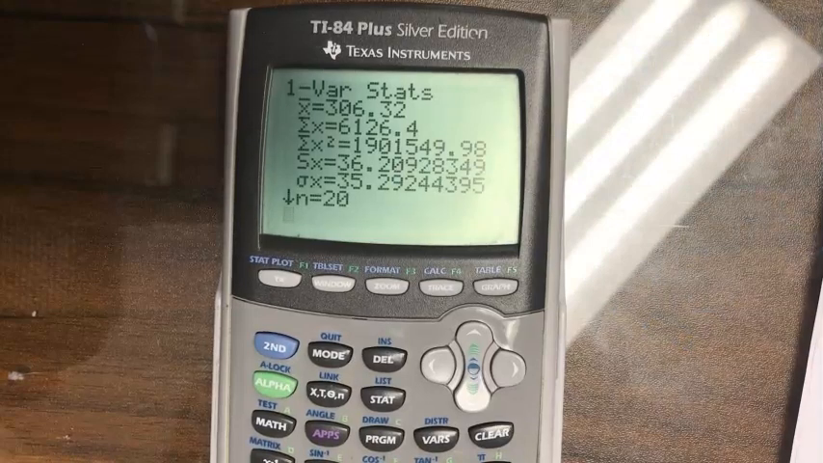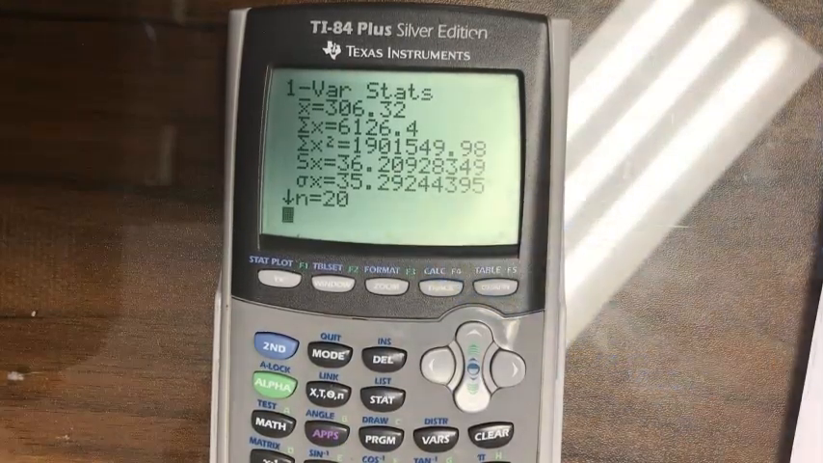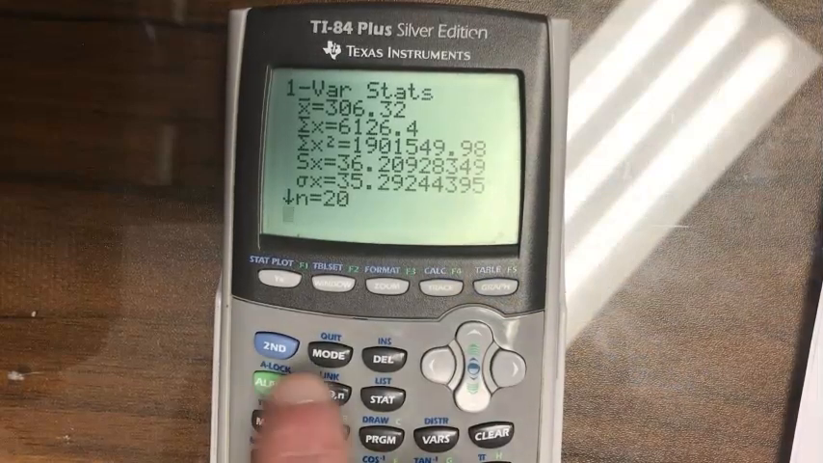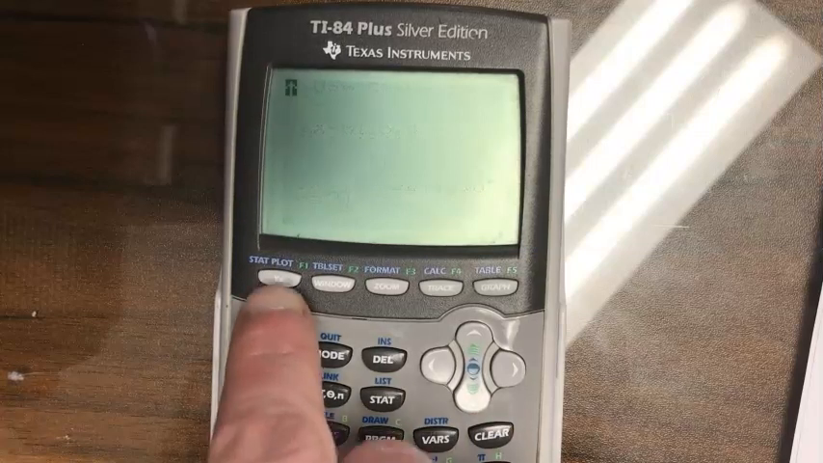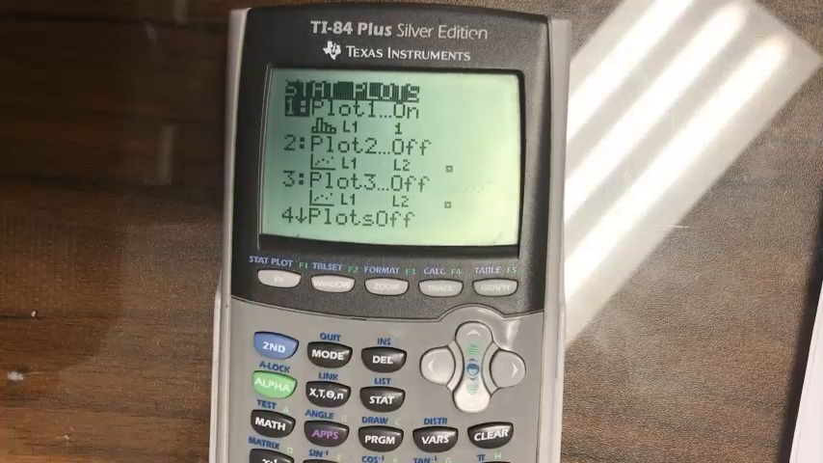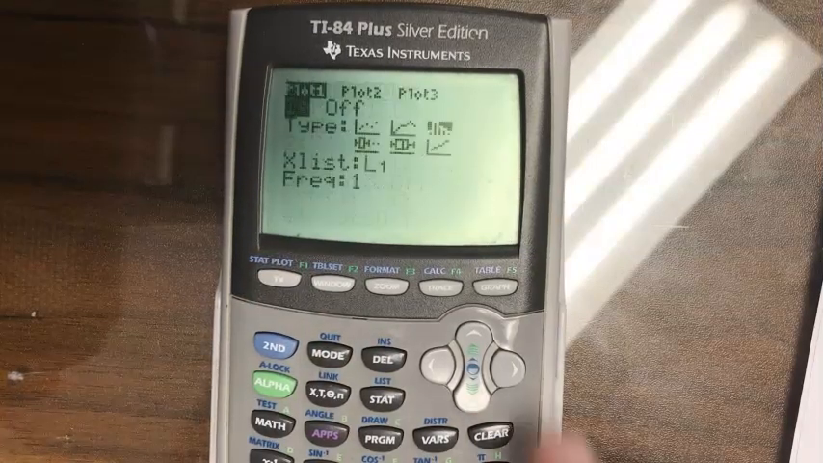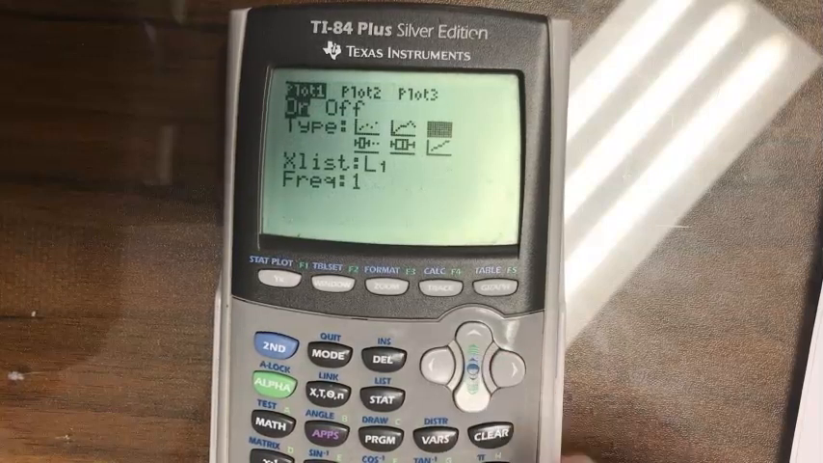Now, if we're looking at the plan step, our sample size, we can see, is less than 30, so we cannot use the central limit theorem. So we have to inspect the graphs, inspect the data. So in that case, I'm going to go to second, y equals, and I have stat plot. I'm going to turn on stat plot, and we're going to examine the 3 types of graphs you can use.